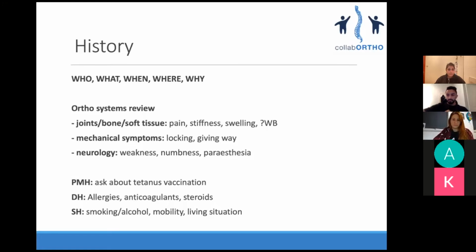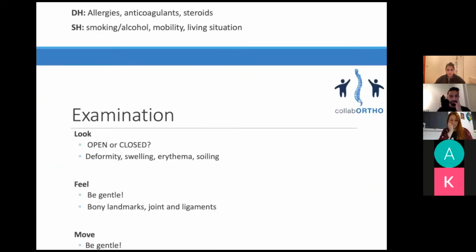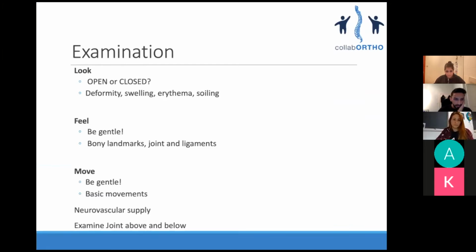Very importantly, you do need to ask about neurology. In particular, do they have weakness, numbness, or paresthesia? Then you go through your basic history in terms of past medical history, drugs, and social history. You then move on to your examination, and with any orthopedic examination it's very basic: look, feel, move. Those are the 3 things you need to remember. With look, the first thing is: is the limb or fracture open or closed? Because that does change your management. Is there any swelling or deformity, any surrounding redness?